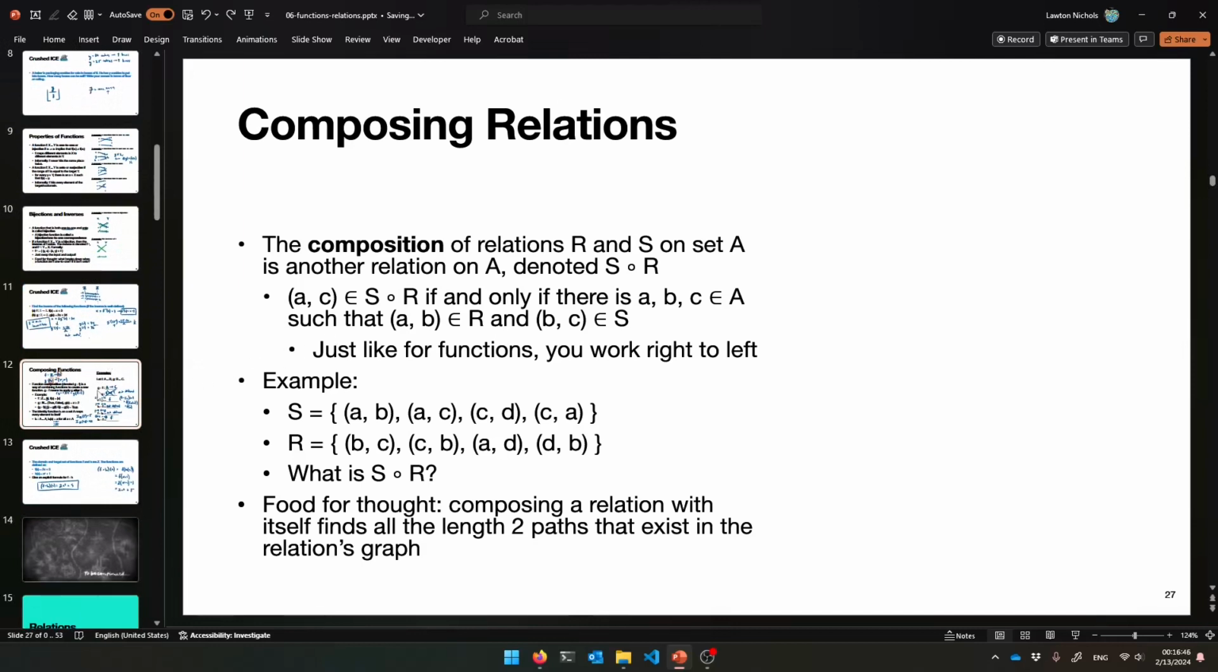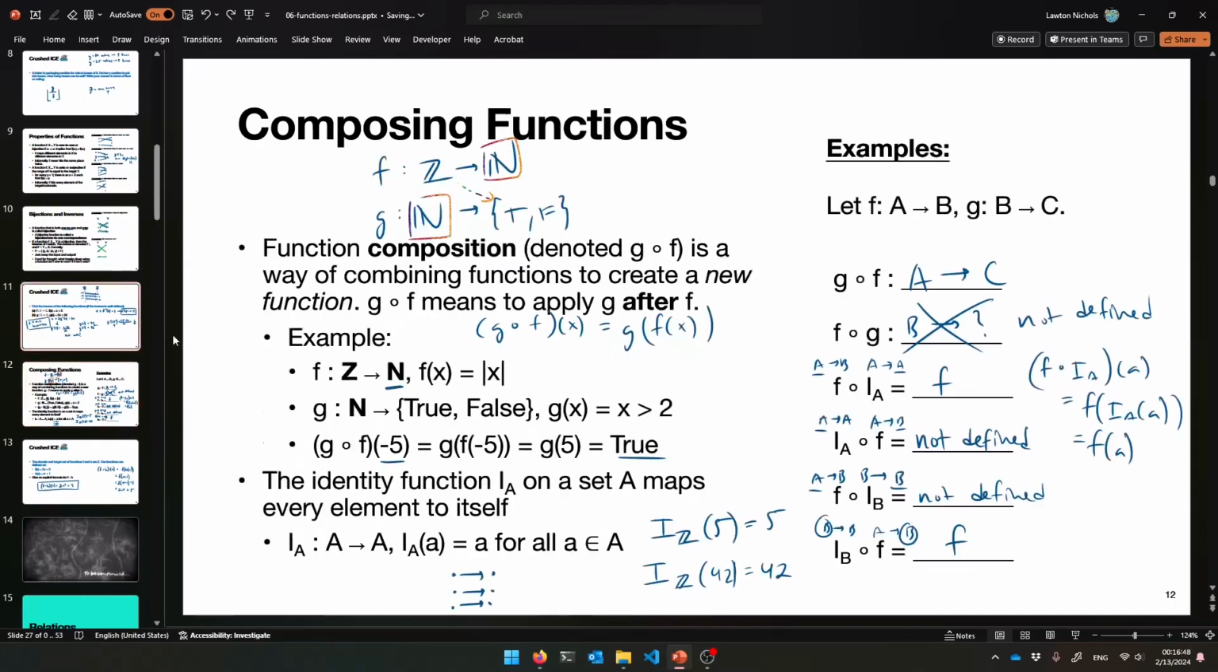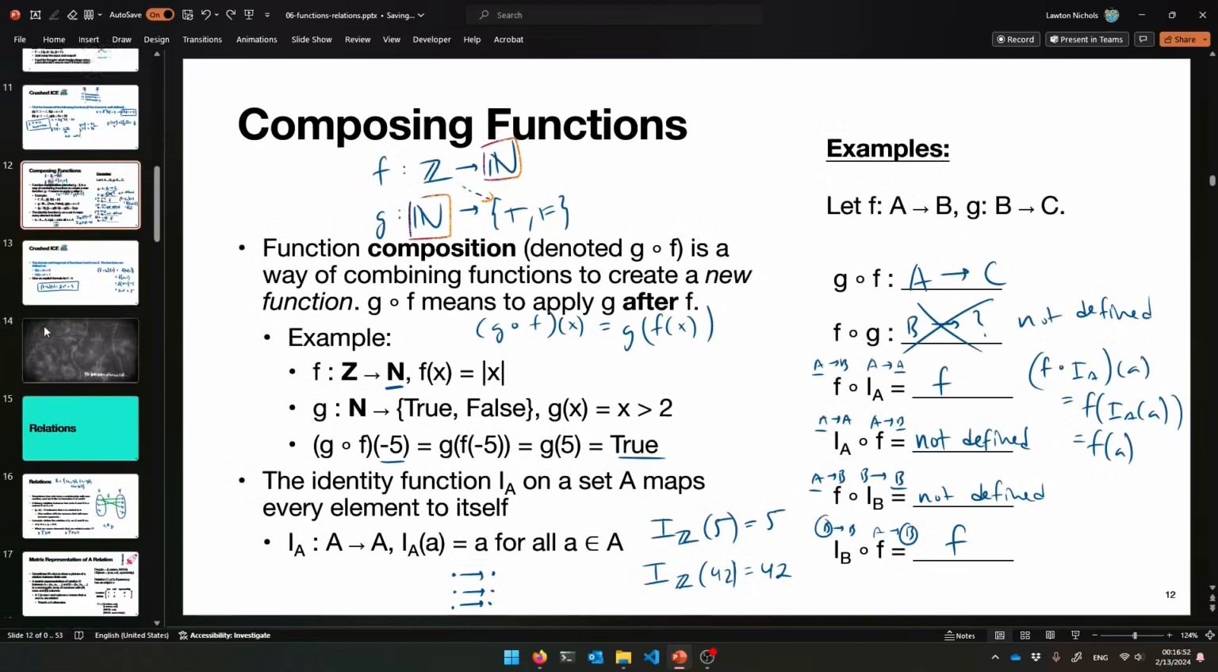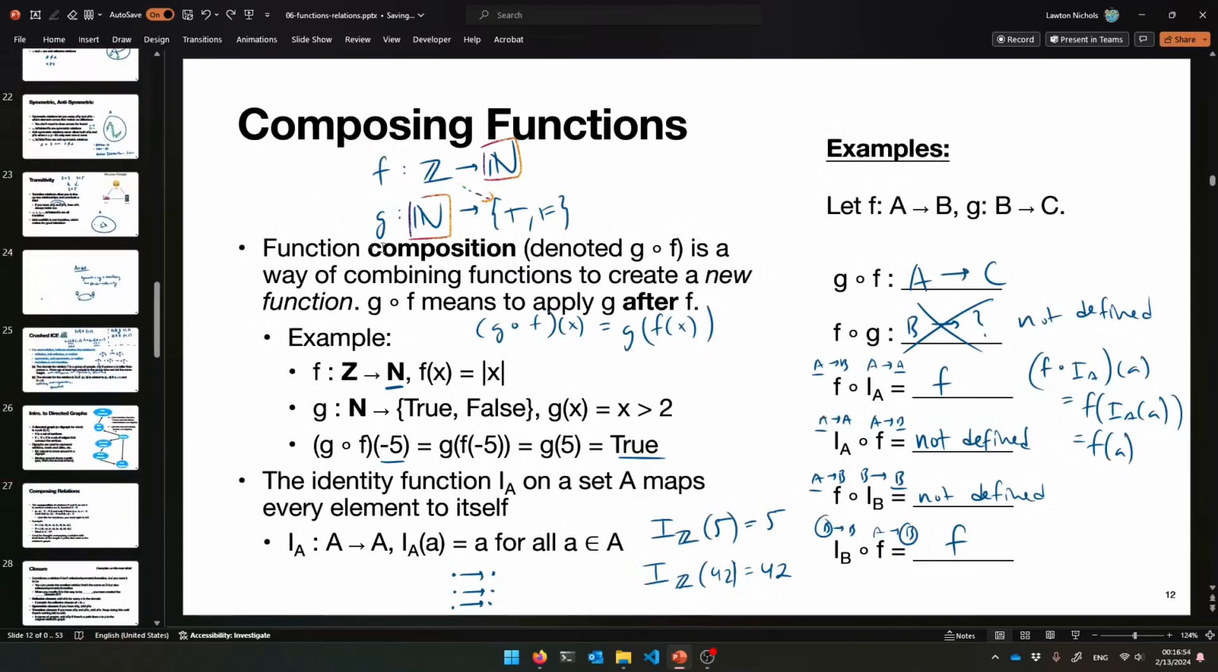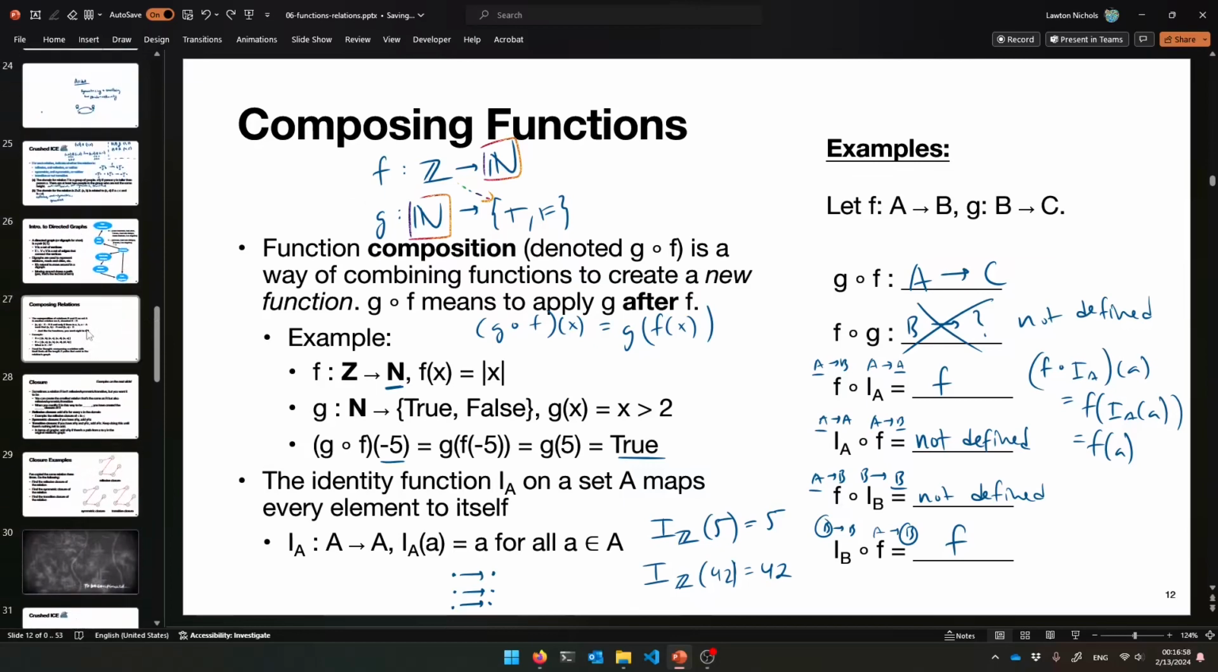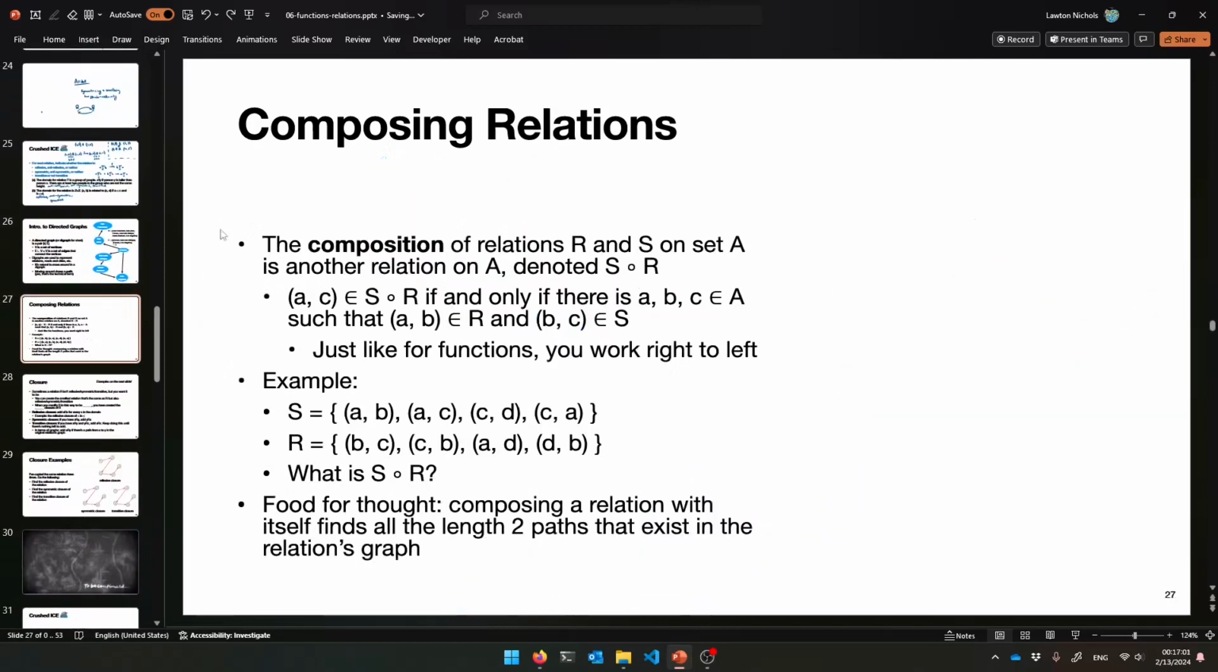All right. Of course, my PowerPoint wants to freeze right now. Hopefully, again, you can still hear me. Let me know if you can't, and I'll re-record this or something. But yeah, just like you can compose functions, you can compose relations. It looks a little bit different, but it still makes sense.